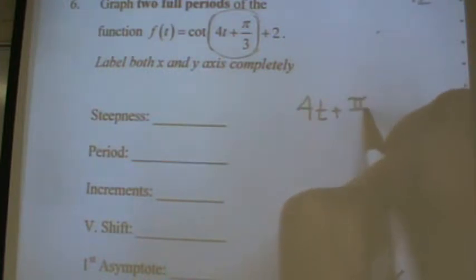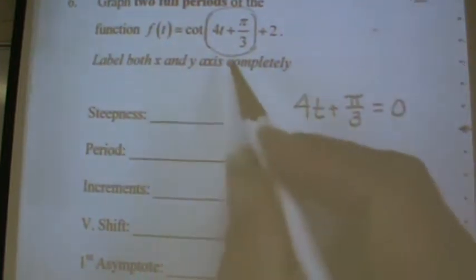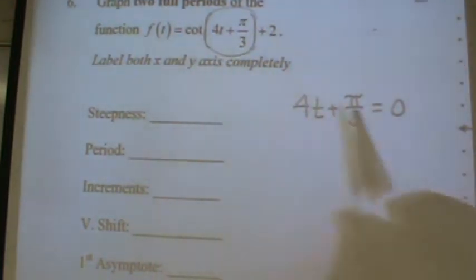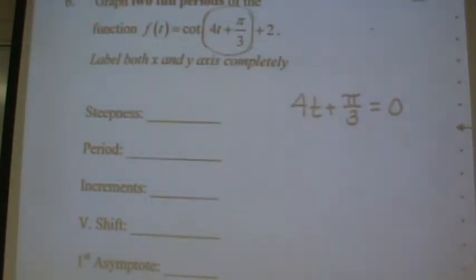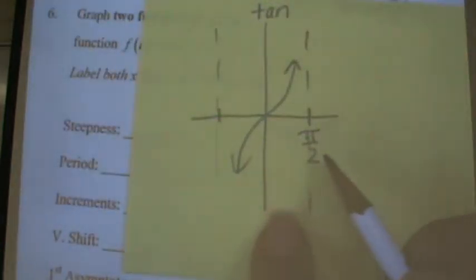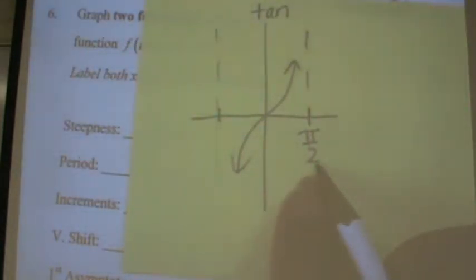asymptote. Why 0? Because for the cotangent graph, think of the parent function. The parent function, when we did these back 2 weeks ago, when we did the tangent graph, your first asymptote was at pi over 2. That was your first asymptote. This was the tangent graph. It looked like this. This was the parent function of tangent. So your first asymptote was pi over 2.